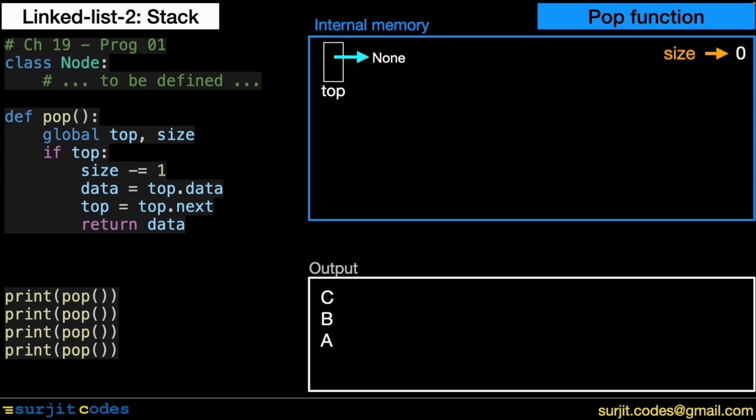Fourth pop finds top to be none, so we execute the else part of the pop function and return none without changing top and size variables of the stack. Print function receives none and prints it.